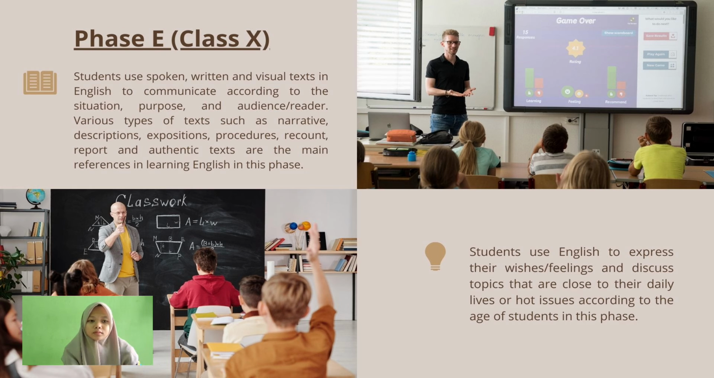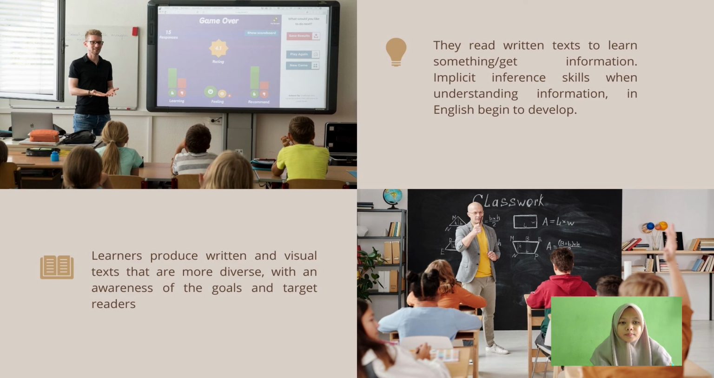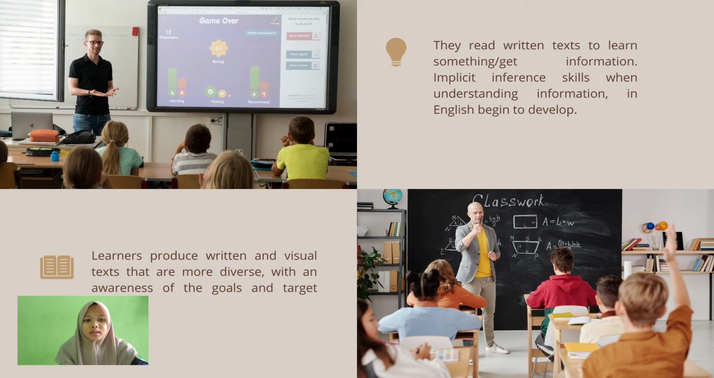Okay, next. Number two, students use English to express their wishes or feelings and discuss topics that are close to their daily life or hot issues according to the age of students in this phase. Number 4, they read written text to learn something or get information. Implicit inference skills when understanding information in English begin to develop, and learners produce written and visual text that are more diverse with an awareness of the goals and target readers. Okay, this is the achievement of learning English, Phase E for class 10.